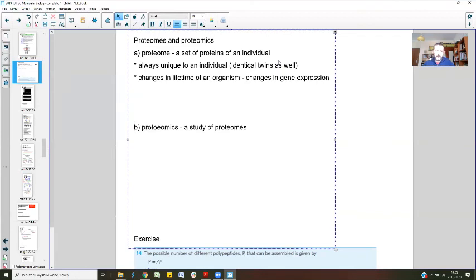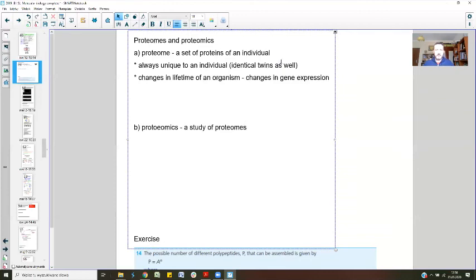The other thing, proteomics, is basically a study of proteomes. Molecular biologists study the unique nature of proteins, because, for instance, even if insulin is produced in individual A and individual B, some amino acids may be different in the polypeptide chain, but the insulin may still have the same function. And this is the area of study of proteomics.